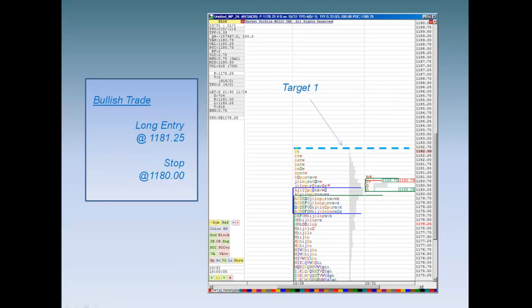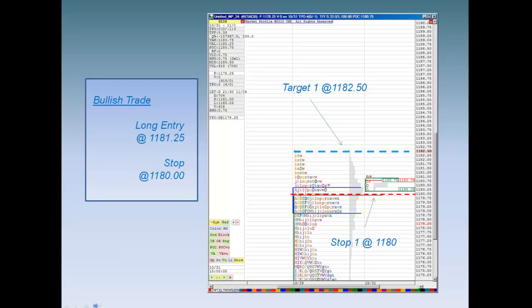Target 1, well, let's see if we can make it to the high. This will be my first target. And remember, I identified this as a multiple target trade. My stop at 1180, we've identified it here. If in fact we're wrong and the market moves in the other direction, this would be a safe stop.